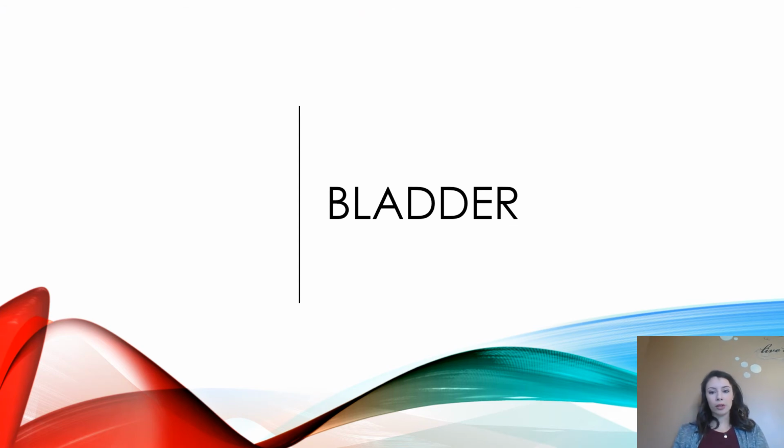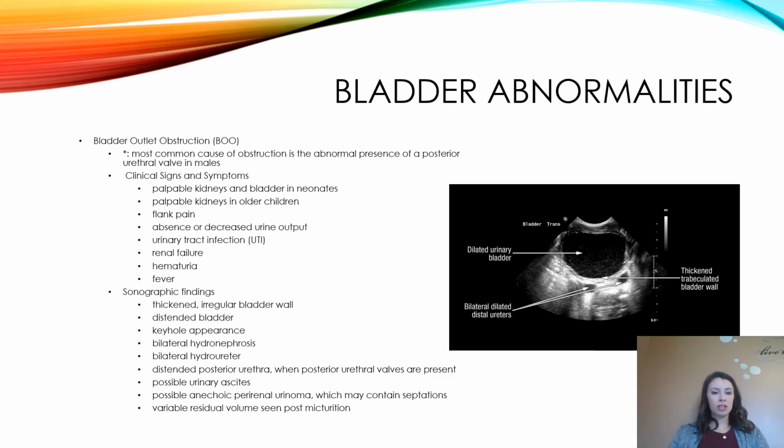Moving on to bladder. Bladder outlet obstruction. I talked about that a little bit before. It's the most common cause of obstruction, in the presence of a posterior urethral valve in males. So this is the most common in males. Clinical signs and symptoms are palpable kidneys or bladder in neonates, palpable kidneys in older children, flank pain, absence or decreased urine output, urinary tract infection, renal failure, hematuria, or fever.